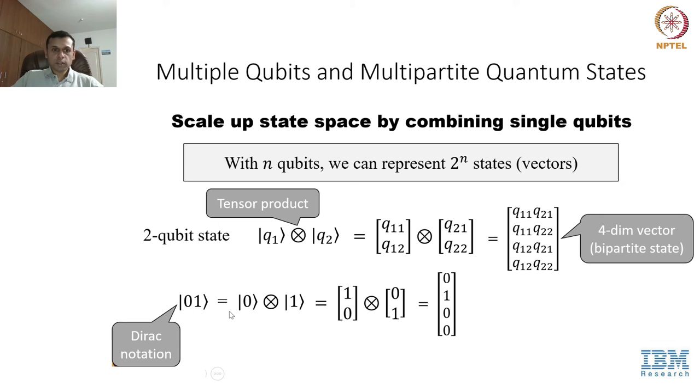Now in Dirac notation, this can be represented in short form. Because it's rather challenging to do a tensor product of multiple states all the time, especially if we go beyond 2 qubits, we can represent this state simply as this. Ket 0, ket 1 can be represented as state 0, 1.